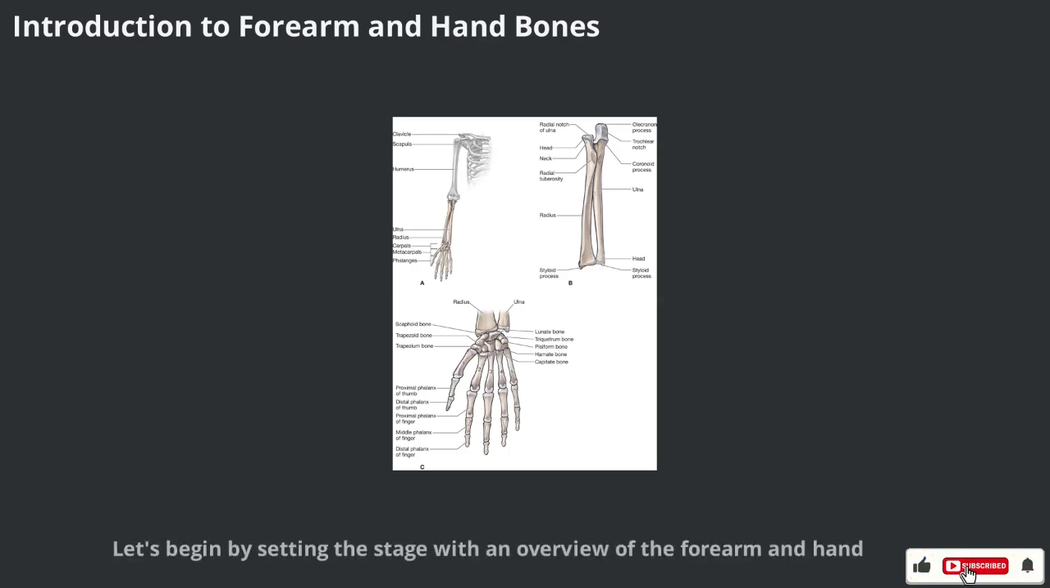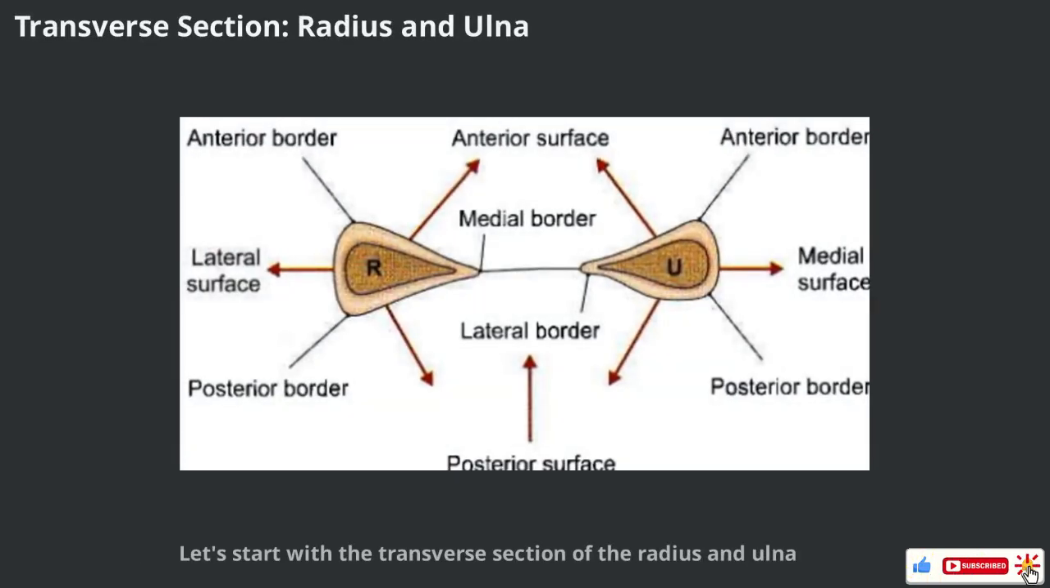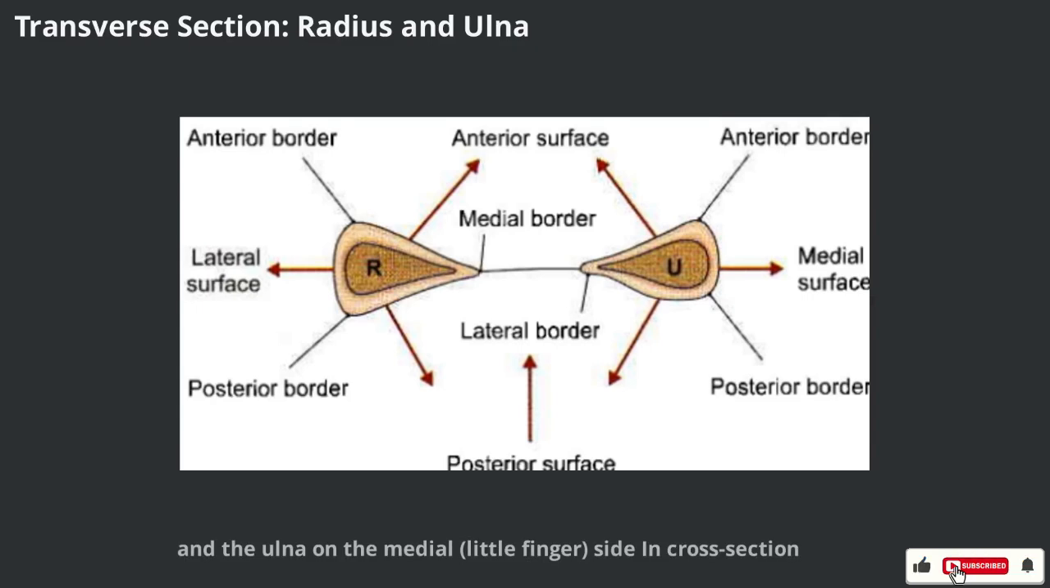Let's begin by setting the stage with an overview of the forearm and hand, highlighting their importance in movement, dexterity, and daily function. Start with the transverse section of the radius and ulna. These two bones run parallel in the forearm, with the radius on the lateral thumb side and the ulna on the medial little finger side. In cross-section, you can appreciate their distinct shapes and how they relate to each other.